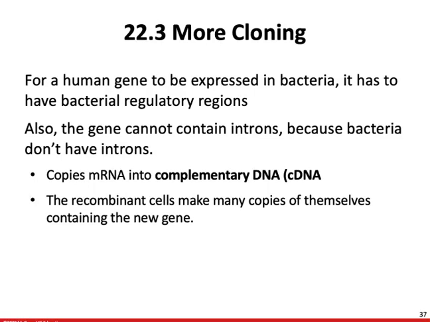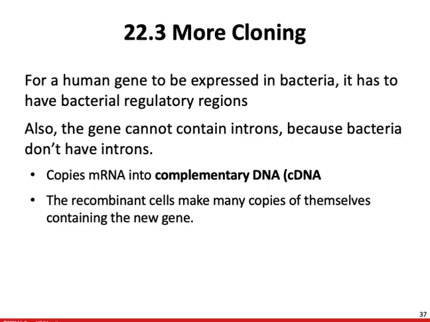So you take the RNA and then you create a section of DNA based off of that. The recombinant cells make many copies themselves, each containing the new gene. So we only need to make one copy of that gene and then introduce it to that bacteria. Each new cell is going to make the product coded for by that gene.